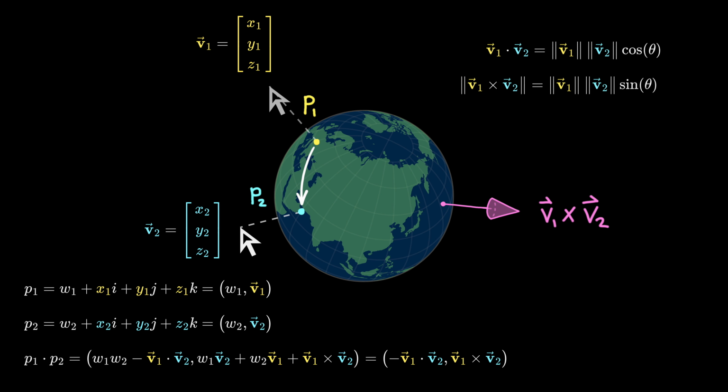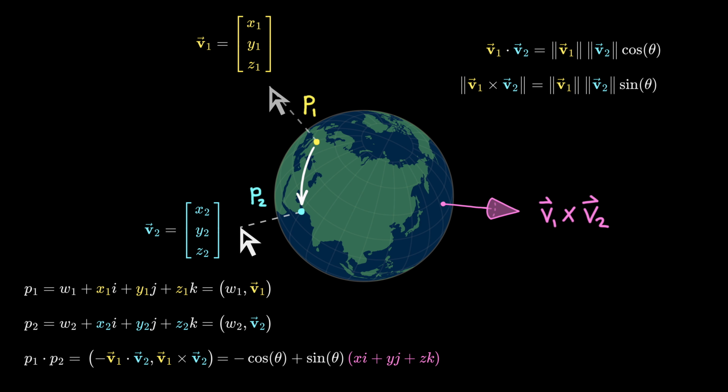In our case, we're projecting the points onto the unit sphere, so the vectors have a length of 1, making the dot product equal to the cosine of the angle and the length of the cross product equal to the sine of the angle. That is all to say, the product of these two quaternions gives us a rotation quaternion that is almost what we want. The difference is the dot product is negative, and the angle that corresponds to this quaternion is twice the angle that we want for the rotation.